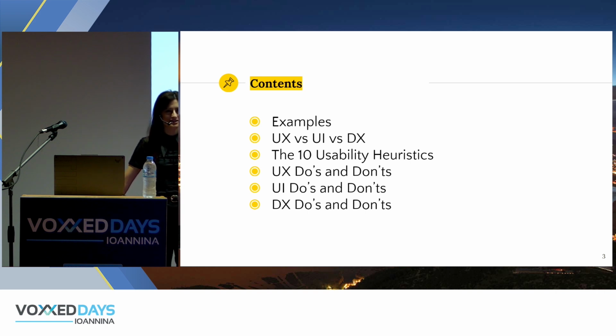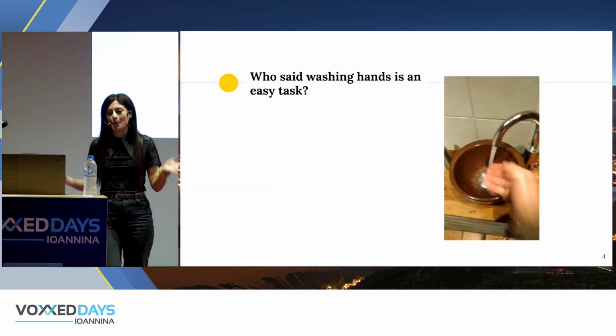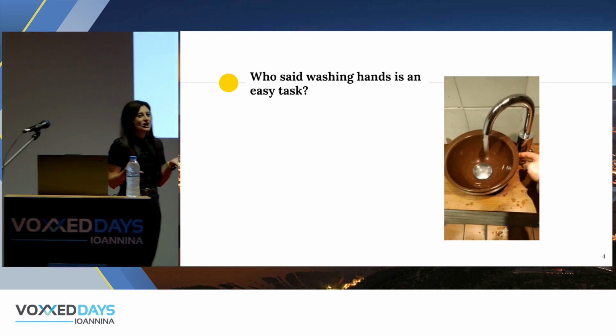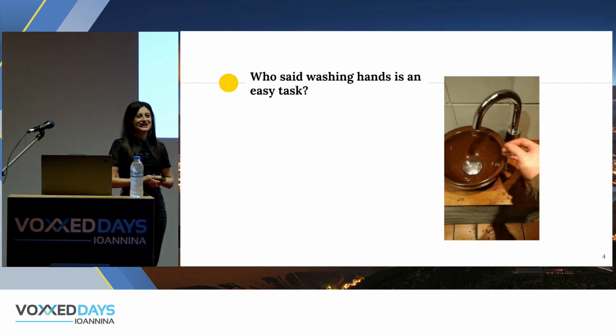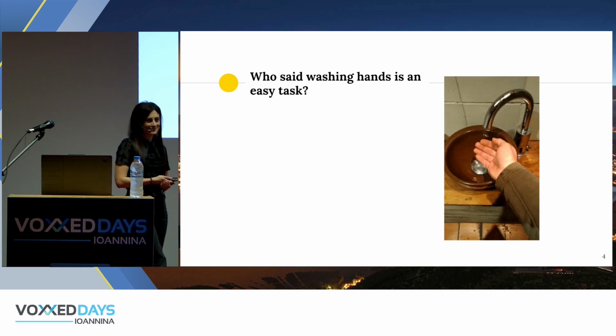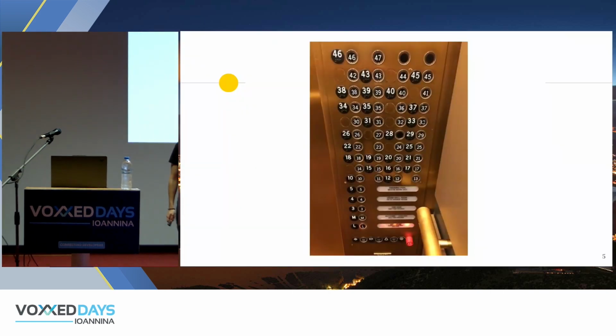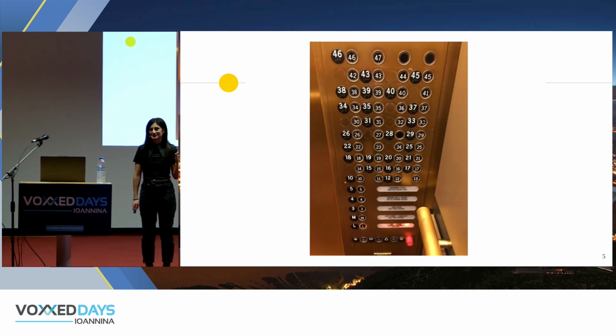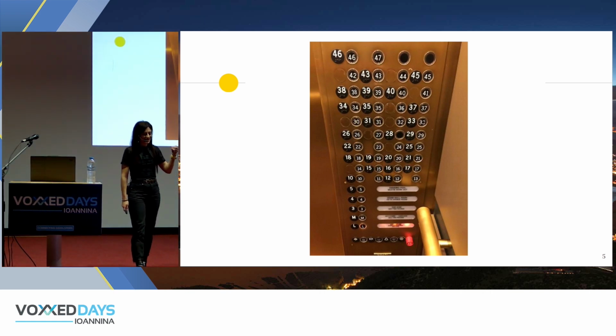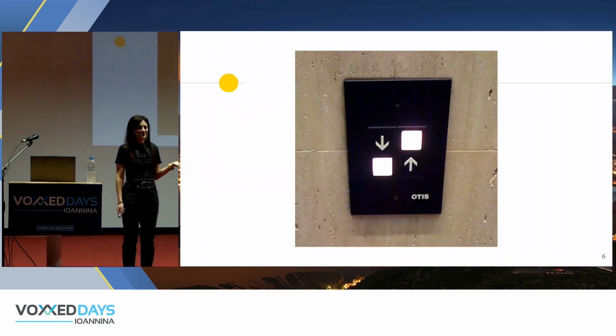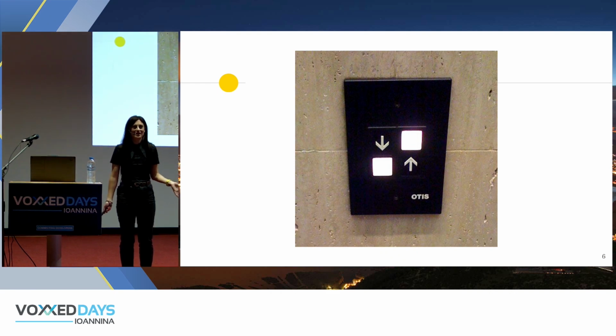The first ones are a few general. So, who said washing your hands is an easy task? It's not always easy. Who said picking a floor on the elevator is an easy task? And as I was checking for examples, I found a lot of UX images with elevators. Again, we have some issues.